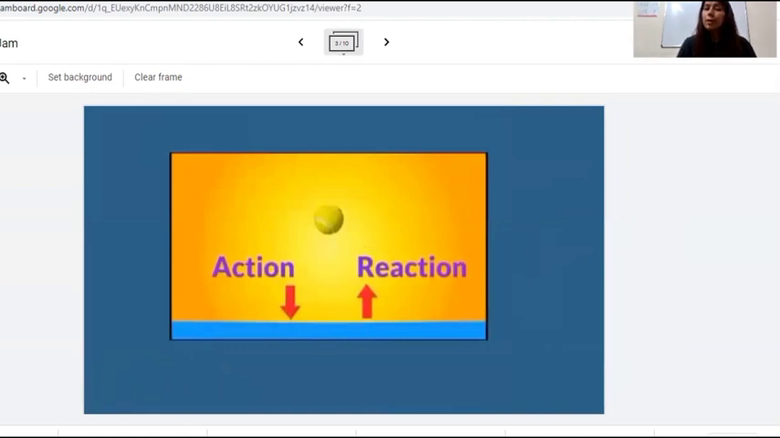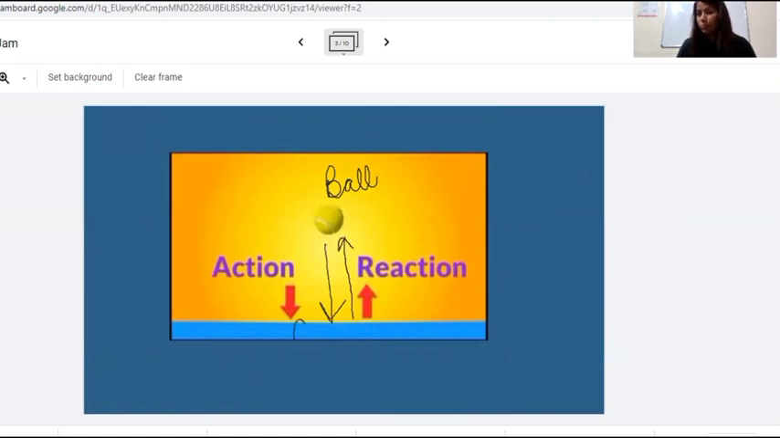What did you understand by this image? I think that this is a ball. When the ball is falling in the downward direction, like this, it bounces back in the upward direction.